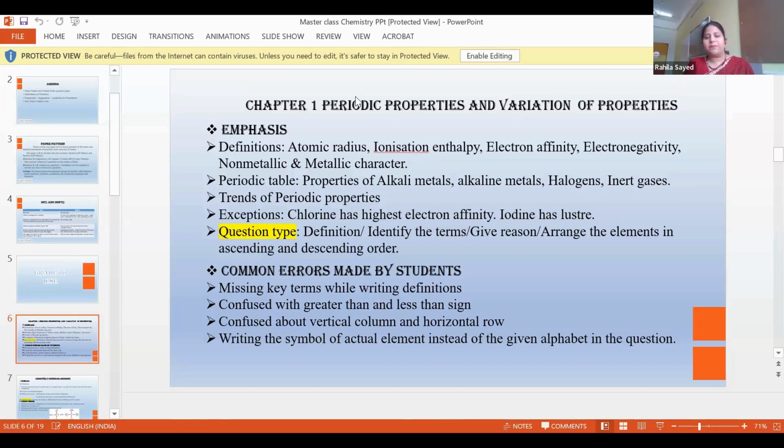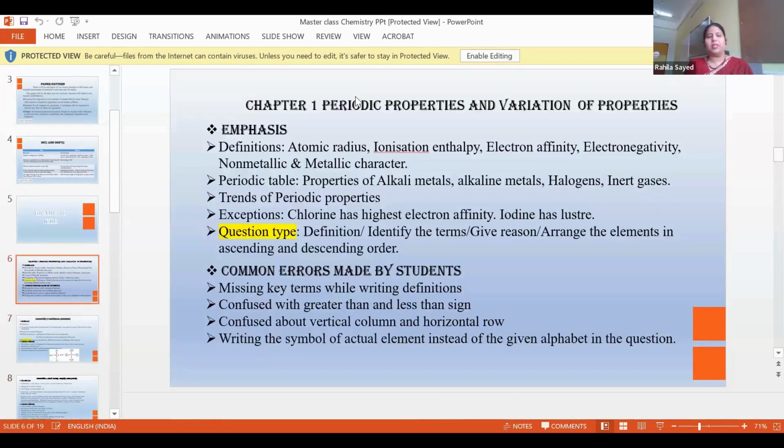The question types that are basically asked from this chapter are, firstly, the definitions will be asked. The definition will be given to you and they will ask you to identify the term. Then they will ask you the reasons, and the favorite question, that is to arrange the elements in ascending and descending order. They will give you a set of elements and in the bracket they will ask you to arrange it either in the increasing order or decreasing order of the atomic radius, ionization enthalpy, electron affinity, and so on.